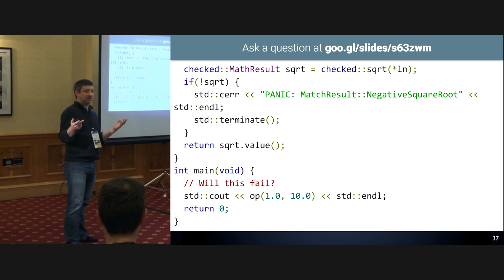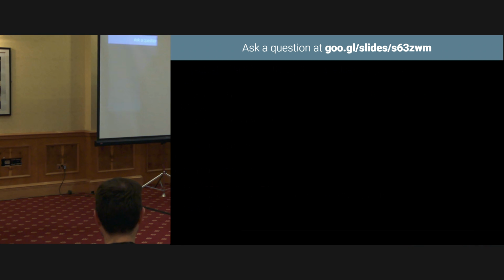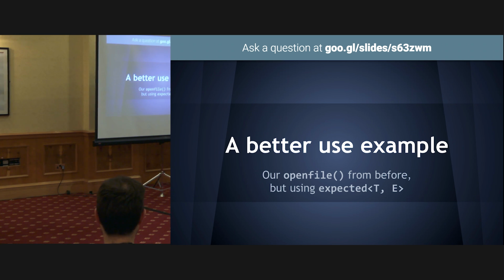Does anyone have any questions with this? Seems pretty easy. This stuff's really easy until later on when you're trying to use it, and it just all vanishes out of your head. So I'm going to do a second example, a much better use case, using the open file, same as we had before, so you can see the pattern.